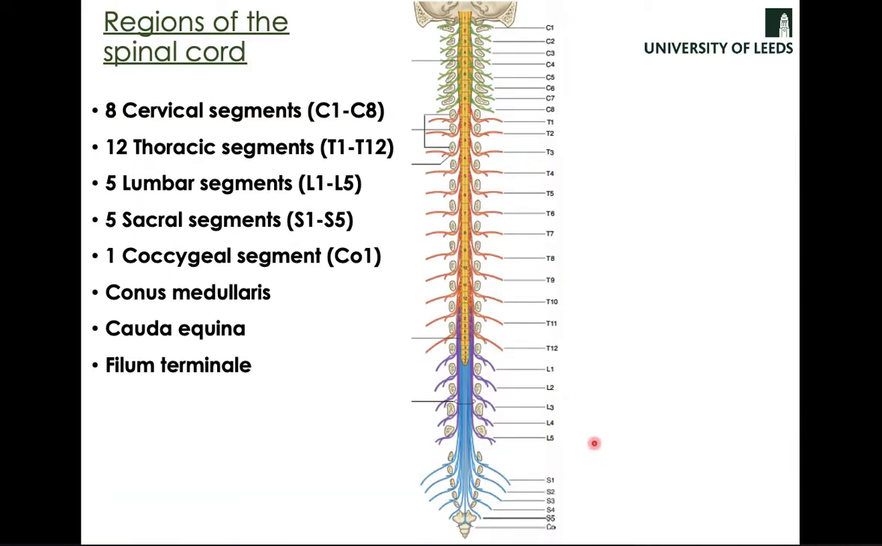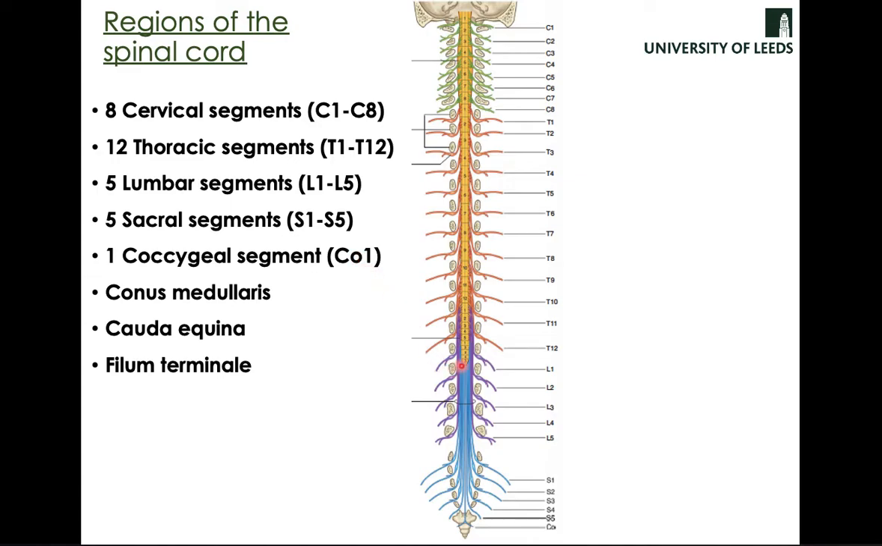So let's look at those regions of the spinal cord. Well, the regions of the cord are defined by the pairs of spinal nerves that each of them gives. So we have 8 cervical spinal nerves, therefore we have 8 cervical spinal cord segments. We have 12 thoracic spinal nerves, 5 lumbar spinal nerves, pairs, they're all paired, 5 sacral spinal nerve pairs, and 1 coccygeal spinal nerve pair.